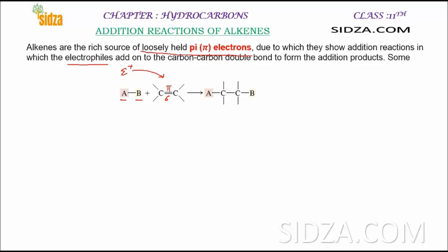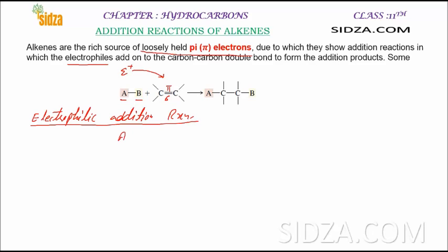So alkenes can undergo addition reaction. But what type of addition reaction is it? It's an electrophilic addition reaction. So the most common addition reaction in alkenes is electrophilic addition reactions. So let's just check the mechanism. How does this reaction actually occur, right? How this addition reaction occurs.